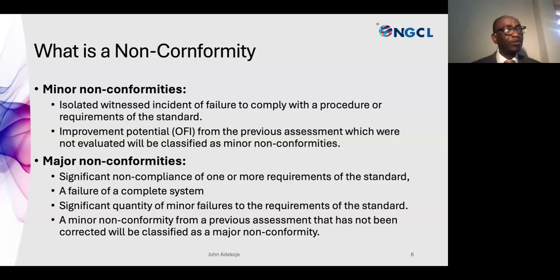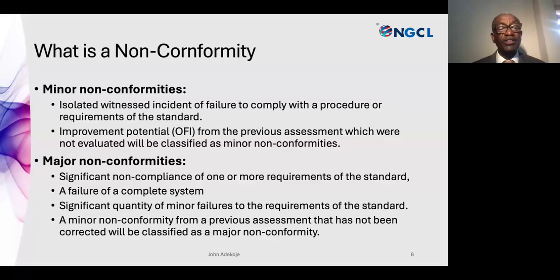And then if you have a significant quantity of minor failures, minor non-conformities to the requirements of the standard. You pick one here, you go to a process, you see a non-conformity, you move to another department or another, you see the same non-conformity, the same thing. Take a sample of about 4 or 5 processes, and it's the same thing. Those are minor failures. You can put them together and it becomes a major non-conformity. Just come and say, this is a major one, because if you allow it to go on like that, it's going to affect the system, and a failure of a complete system may arise.